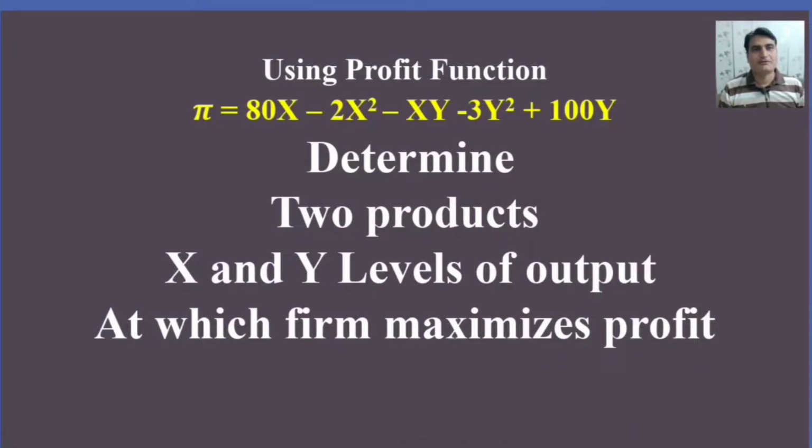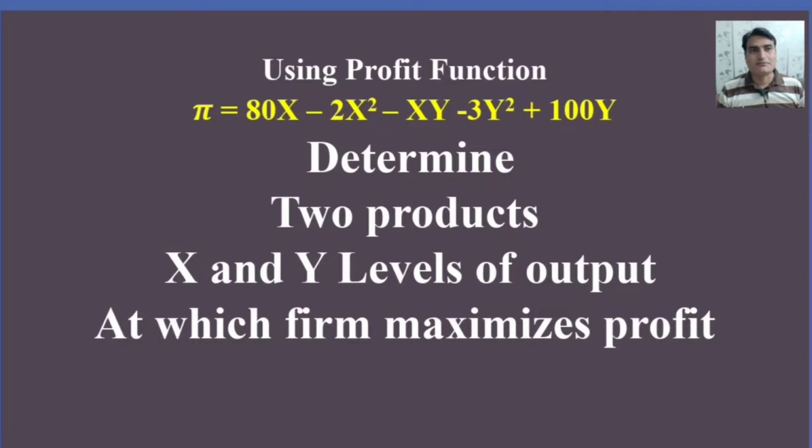I am Dr. Kaval. In the previous lecture, we determined the profit maximizing output for a single product using the demand function and marginal cost function, using the demand function and average cost function, and using the total revenue and total cost function, and also we determined the quantity using the total revenue function.